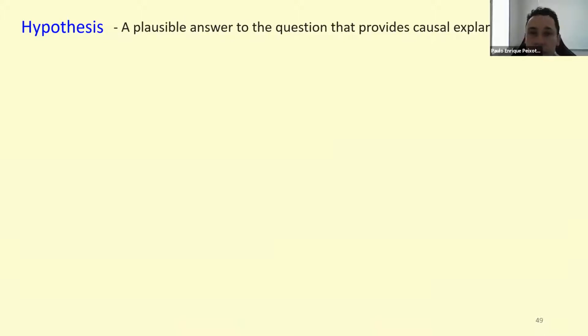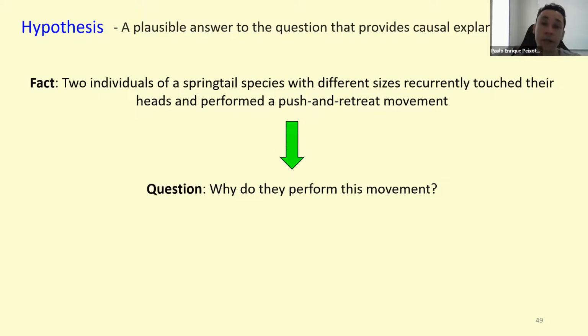These are different things. Okay, so when you think about an answer to a scientific question, it has to make sense, but you may discuss if it is the right answer or not only after seeing your results. Okay, so please keep in mind this important difference. I used these two steps yesterday, so I will use the same fact: the two individuals of the spring-tailed species touching their heads and performing this push and retreat movement. And I will also use the same question, that is, why do they perform this movement?